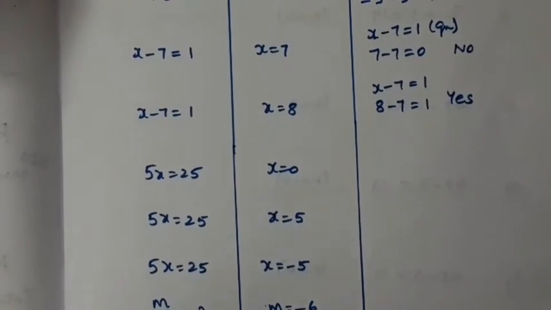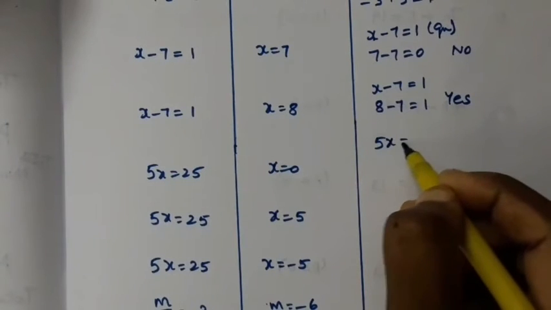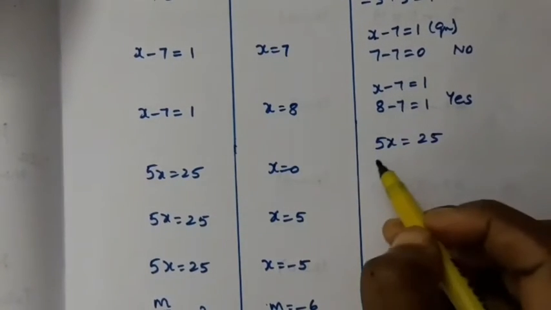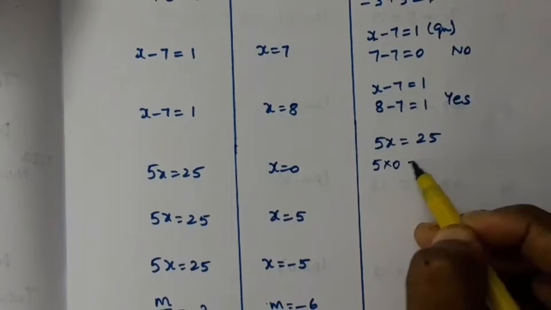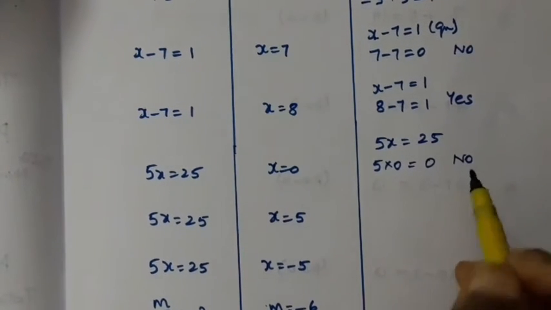The next equation is 5x equal to 25. x is 0. So 5 multiplied by 0 will be 0. But they have given us 25. So this is not satisfied.